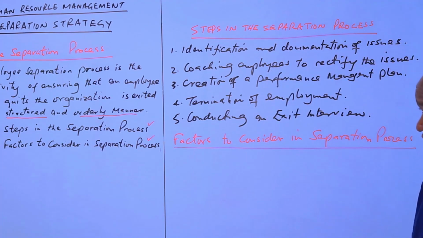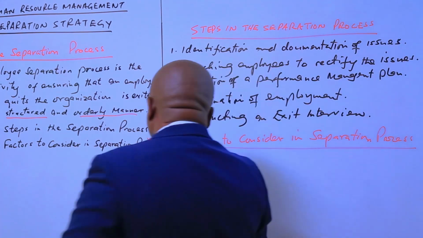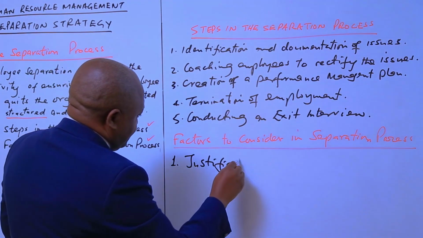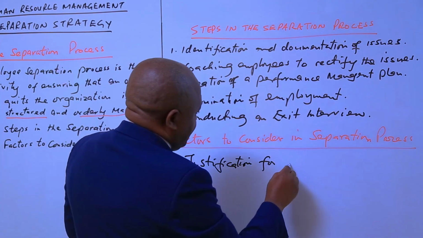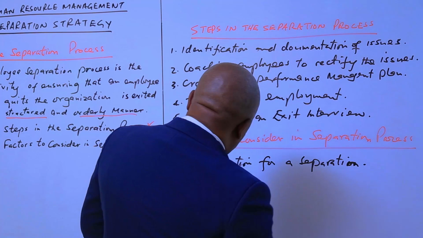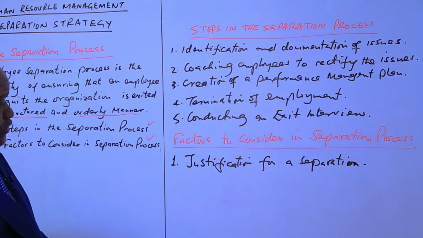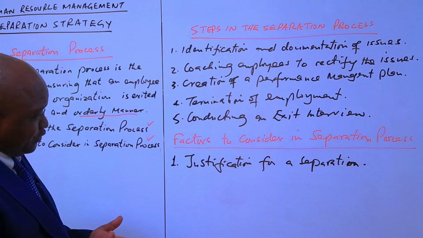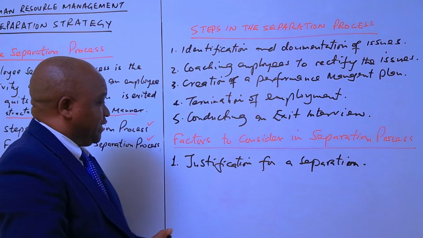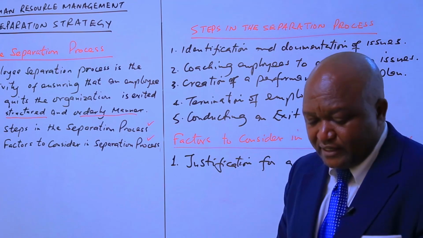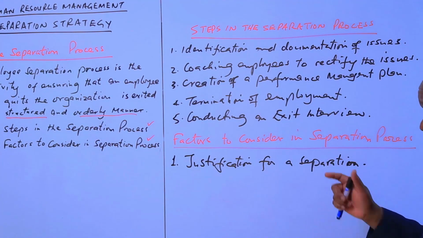Now, one of the first things that must be considered before a separation takes place is number 1, justification for a separation. Sometimes there might be a feeling that a particular employee has to leave an organization. But if an employee has a contract of service, or has not performed well maybe for the first time, should that be a reason to terminate the services of that employee? So this should be considered.